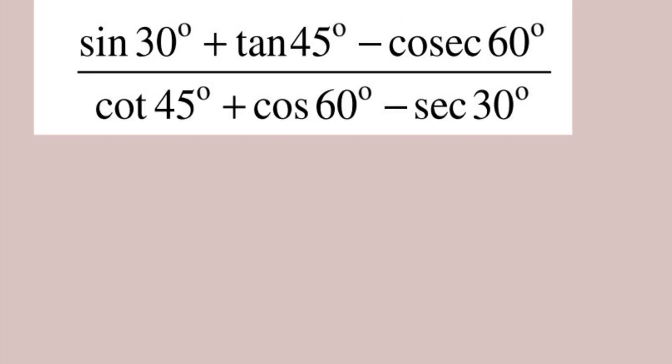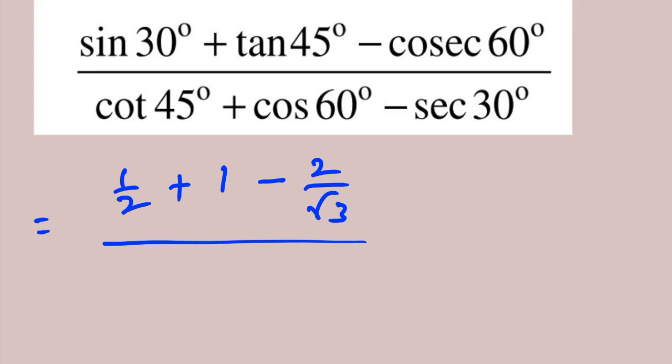Here, see another problem. Here one expression is given. So how to simplify this? Just simply substitute all the values. Sin 30 value how much? Sin 30 is 1 by 2 plus tan 45 is 1 and cosec 60 value 2 by root 3, and in the denominator also cot 45 value 1, and what is cos 60? 1 by 2, and minus sec 30 value again 2 by root 3.